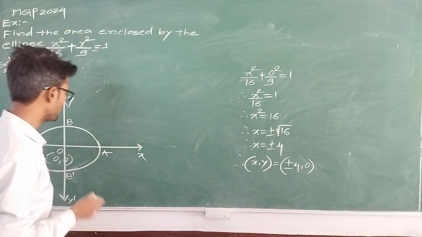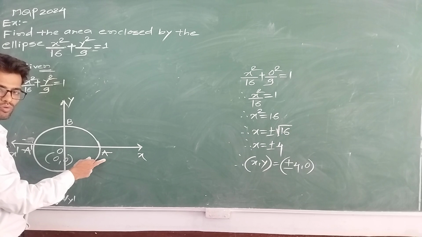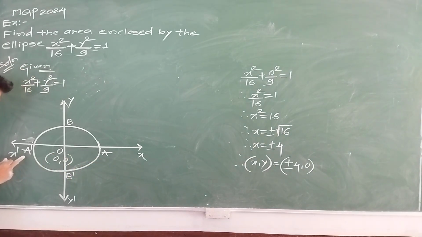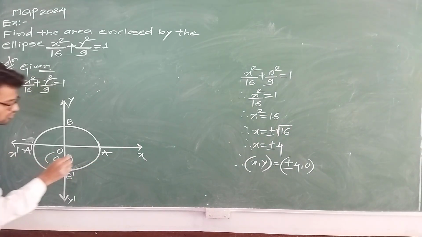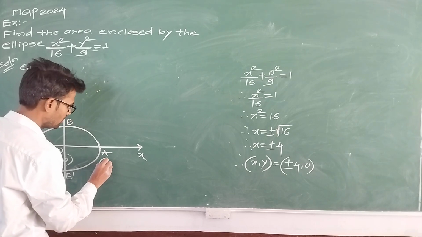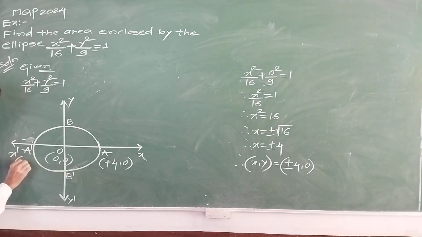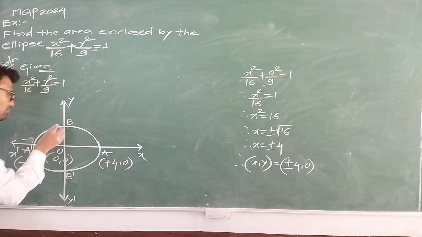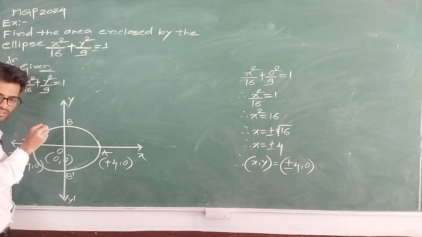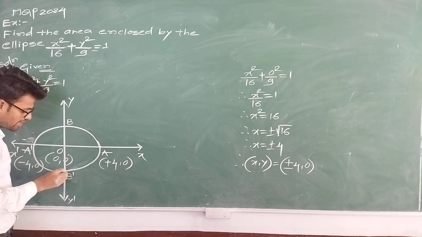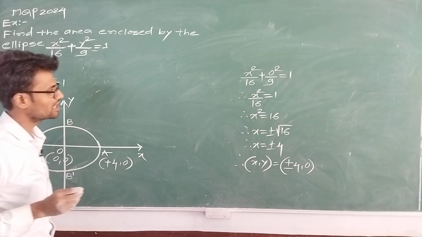The coordinates of the point A are (4, 0) and the coordinates of A dash are (-4, 0). So I will write here the coordinates of A are (4, 0) and of A dash are (-4, 0). Right? Next, to find the coordinates of B and B dash. This point B lies on the y-axis. Therefore, here the value of x is 0.